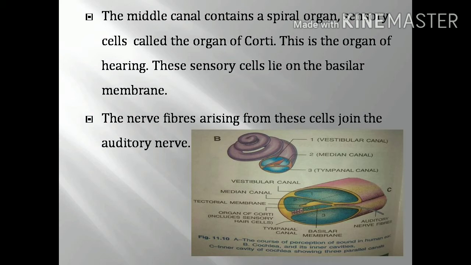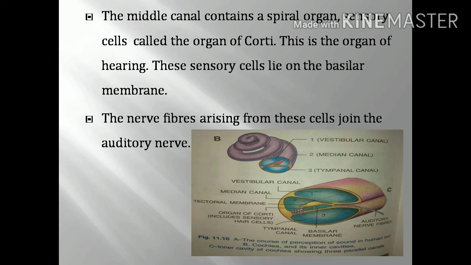The hair cells of the spiral organ are very sensitive to sound. They can be damaged by exposure to high intensity noises such as those produced by jet engines, loud music, etc.